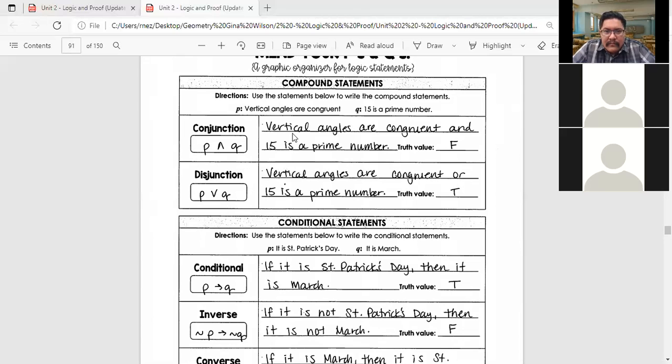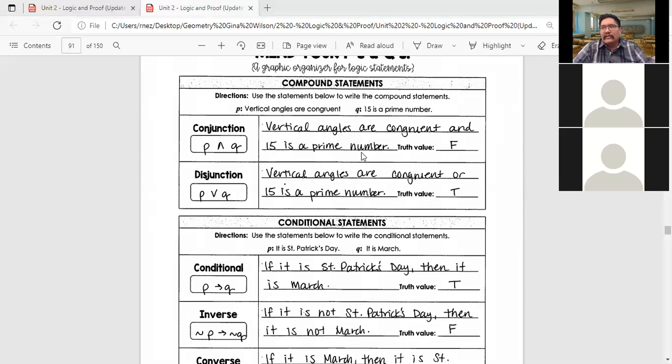All right, so let's see what their statements say. Vertical angles are congruent and 15 is a prime number. So that first one is true. Vertical angles are congruent, and that's the one that says if you have two lines crossing each other, the angles opposite of each other or across from each other are going to be the same. So that one's true.